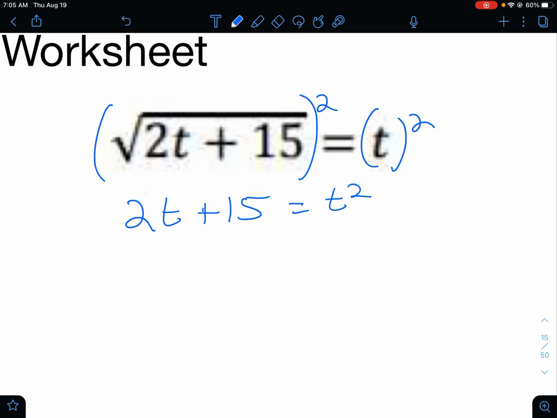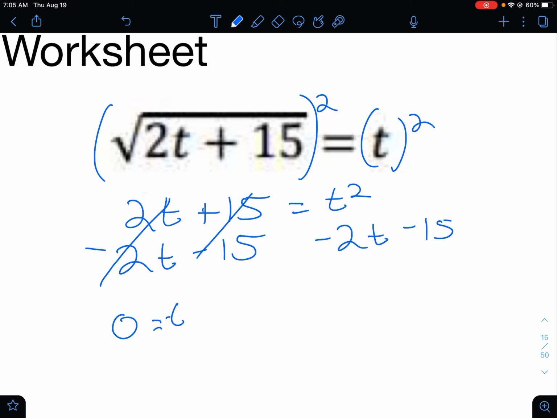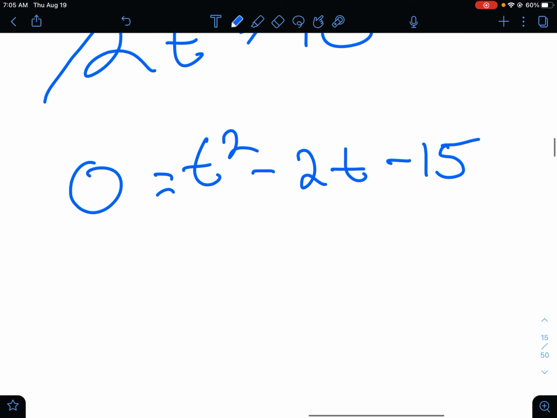In order to factor, or really solve a quadratic in any sense, we need to get all of the variables on the same side. I like to keep my squared term positive, so I am going to move this stuff over. I'm going to subtract 2t and subtract 15 from both sides. These both cancel and I get 0 equals t squared minus 2t minus 15.